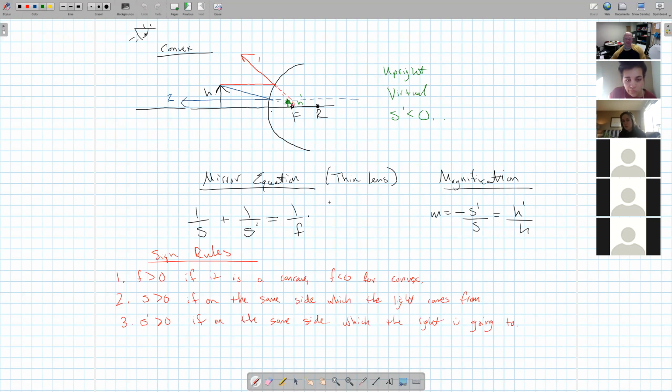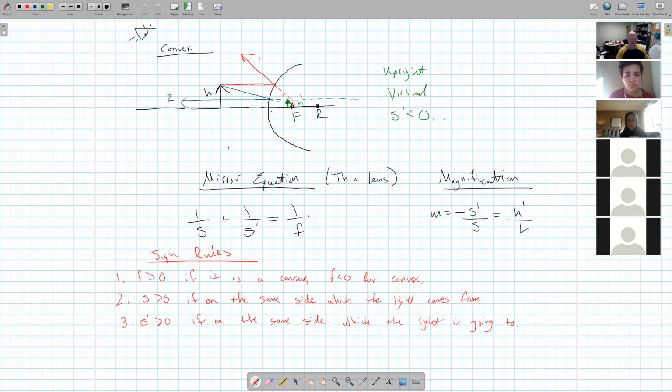So good. This is what we call the mirror equation. Again, the mirror equation is just a mathematical way of determining. So 1 over S, the object distance, plus 1 over the image distance is equal to 1 over the focal length. If I have a converging lens, this is the positive focal length. If I have a convex mirror, then this is going to be a negative focal length.